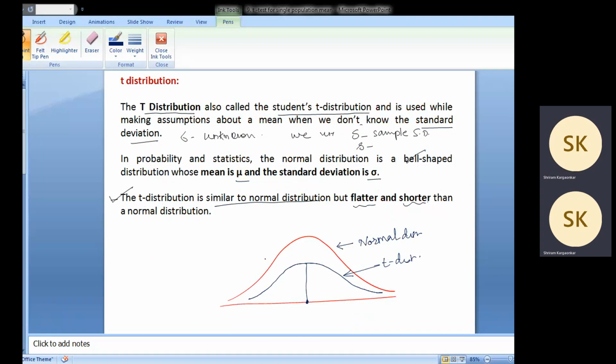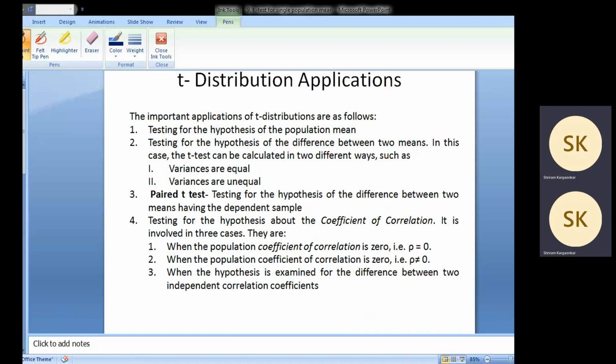All the properties are the same. It is symmetric, bell-shaped, and so on. The only difference is that the t distribution is flatter and shorter than the normal distribution. I hope you understand the t distribution. Now, applications. There are several tests based on the t distribution, of which the first 3 are in the syllabus, and we are going to discuss them. These are the major applications of the t distribution.